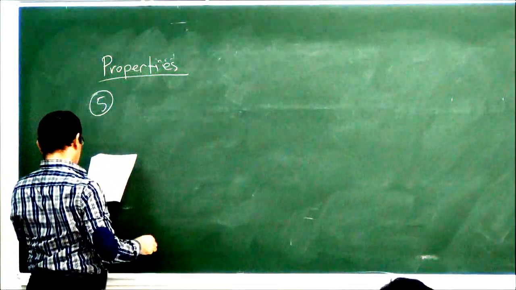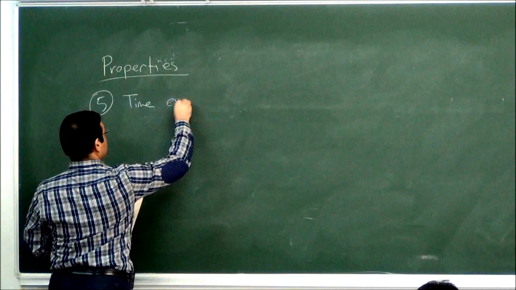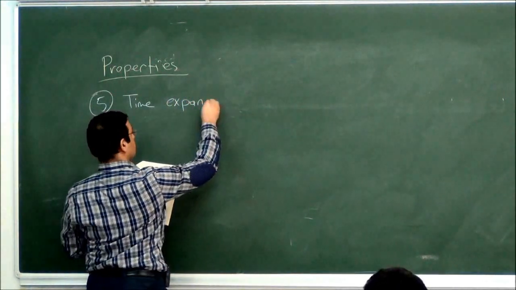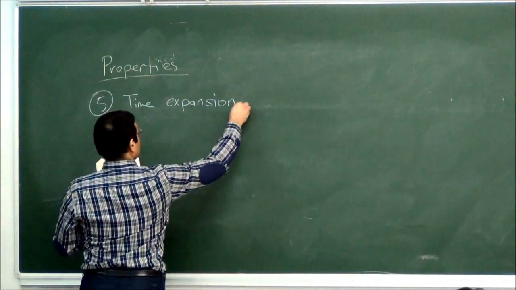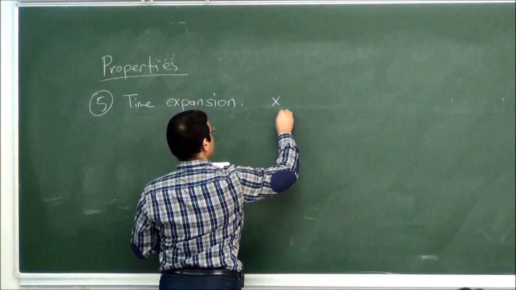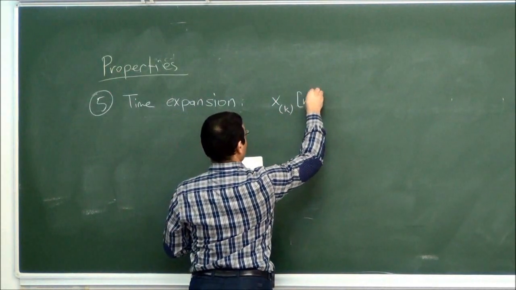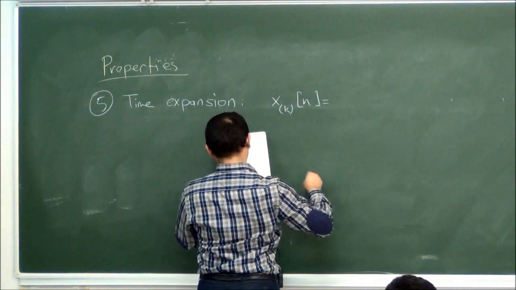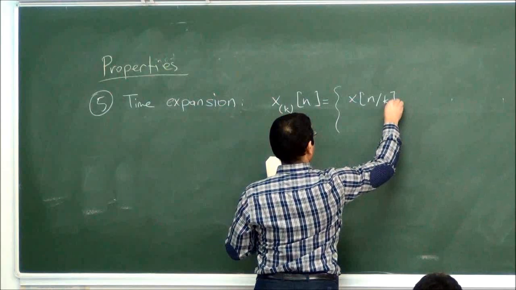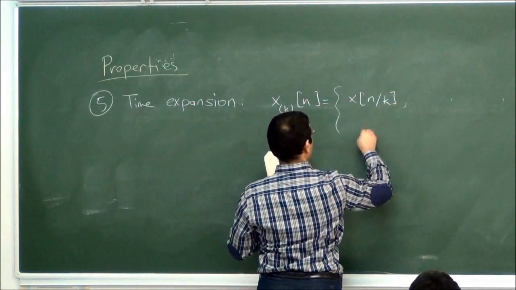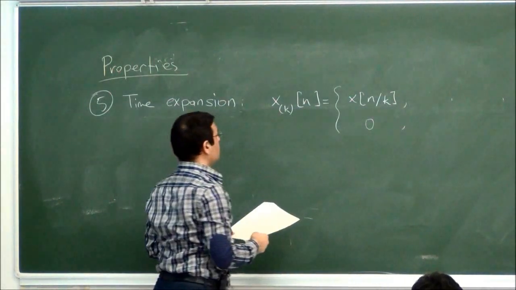The other important property is time expansion. So we make a definition now. x with sub-index k, in this case, of n. So what do you mean by this? It is x[n over k], and 0 otherwise. Let's explain the meaning of this.